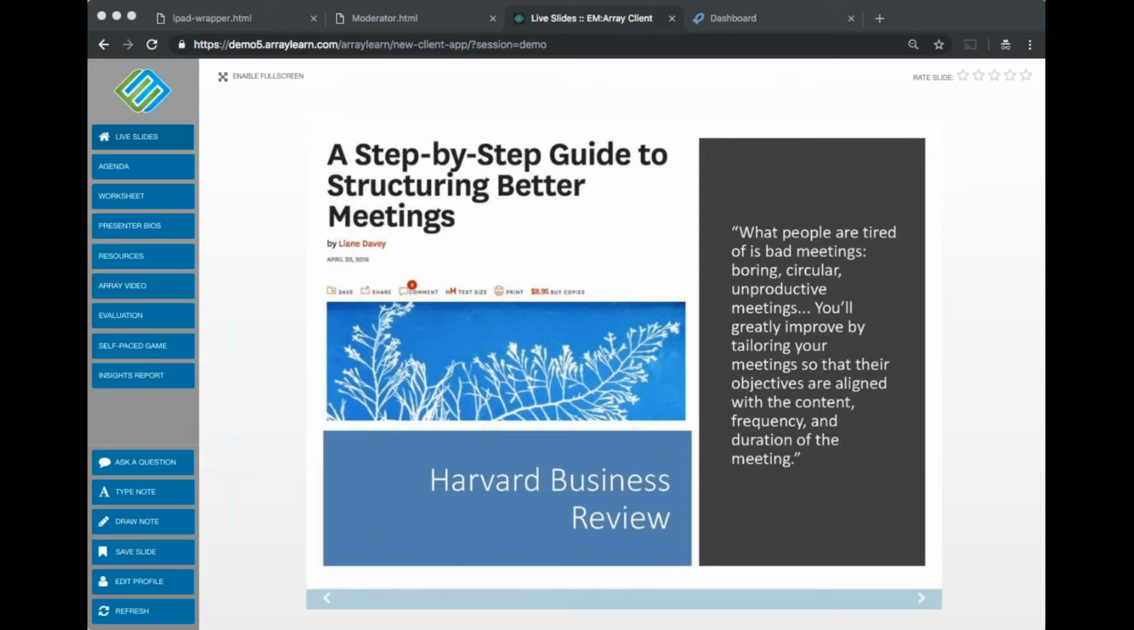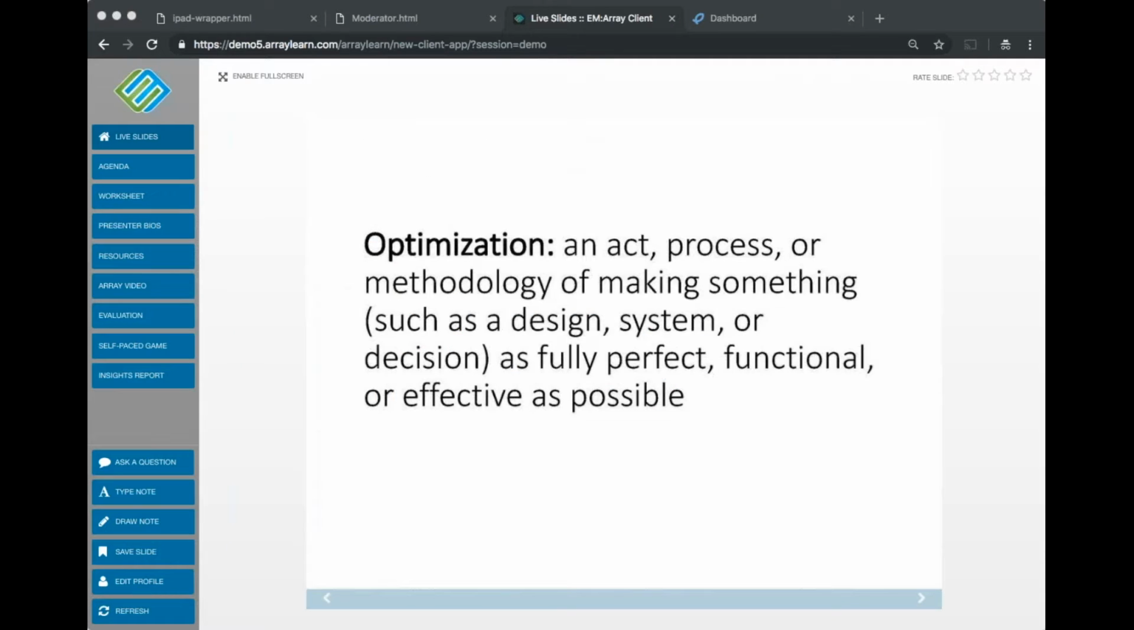Obviously, boring, circular, unproductive meetings. And they're saying that you'll greatly improve by tailoring your meetings so that their objectives are aligned with the content, frequency, and duration of that meeting. That makes a lot of sense when it comes to getting the most out of what we're trying to do, because we're talking about optimization here.